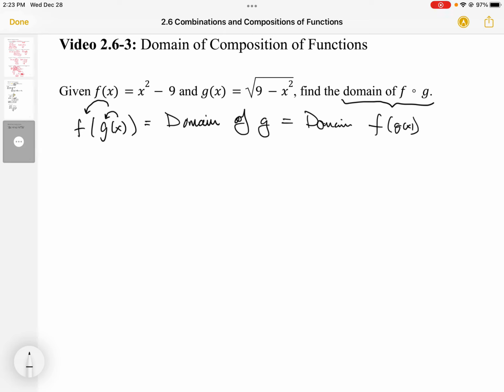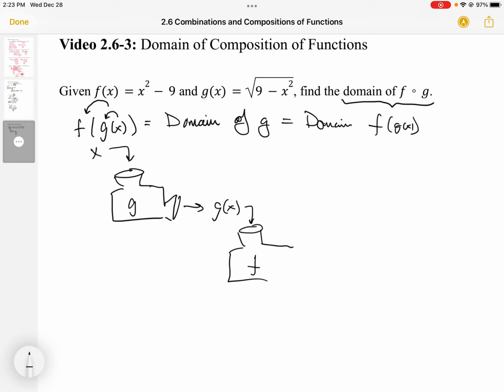Well, if we think of how this is working, I'm going to draw my function machines again. Okay, so we're dropping x into g, and out comes the g of x, whatever that may be, and then we drop that into f, and out comes an f of g of x. So that's how this daisy chain of functions works.